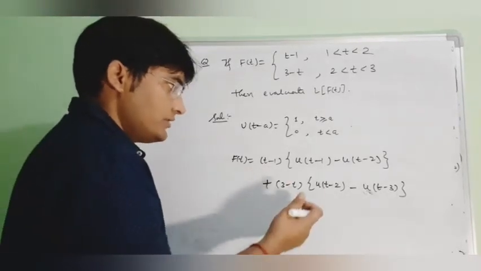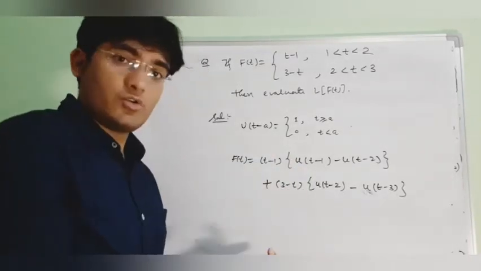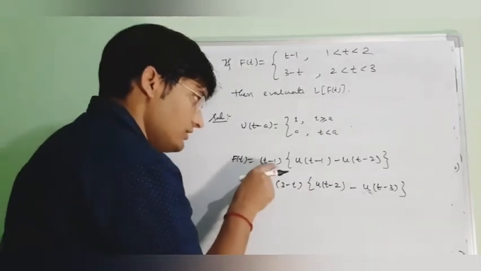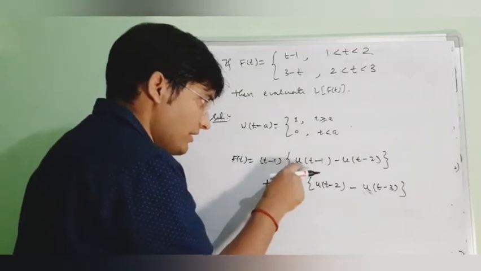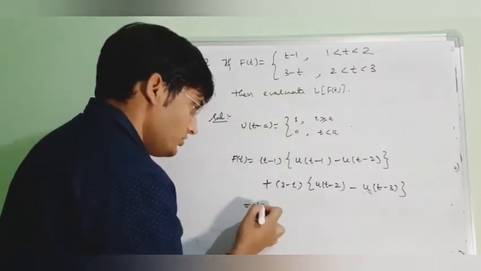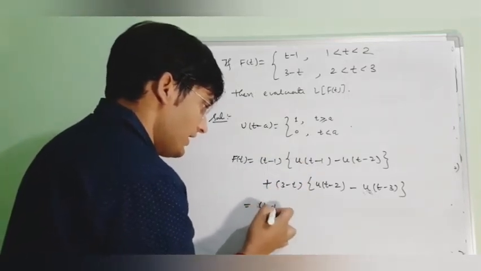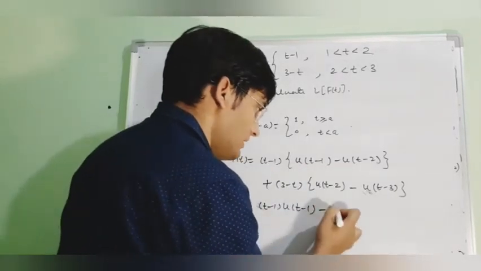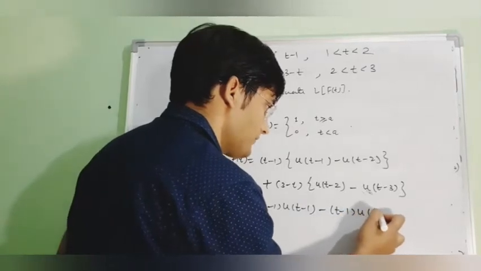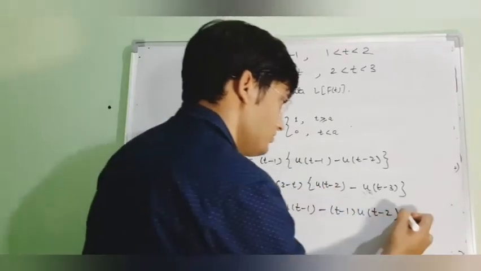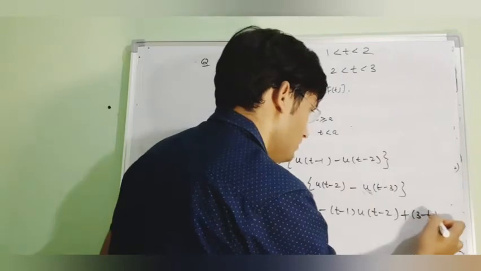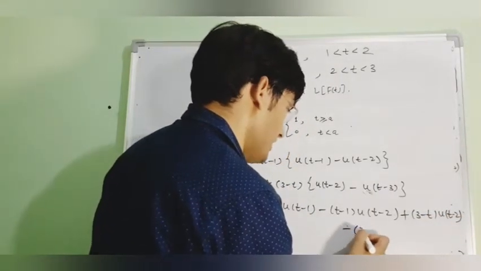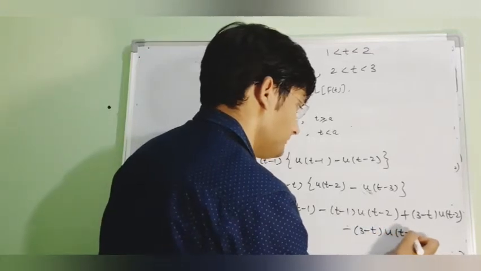Now let us change this whole equation in terms of u(t minus a) into f(t minus a). The first term is in standard form. This is your (t minus 1) into u(t minus 1). Then in the second term, we will have (t minus 1) u(t minus 2). The third term is (3 minus t) into u(t minus 2). And the fourth term is (3 minus t) u(t minus 3).